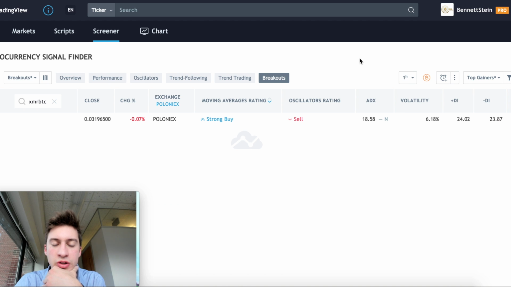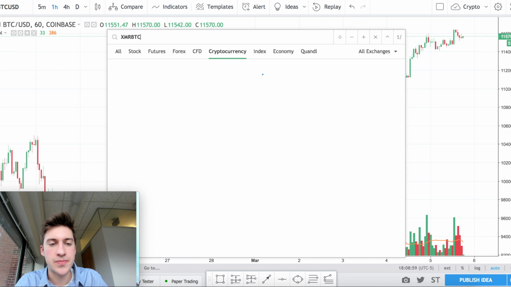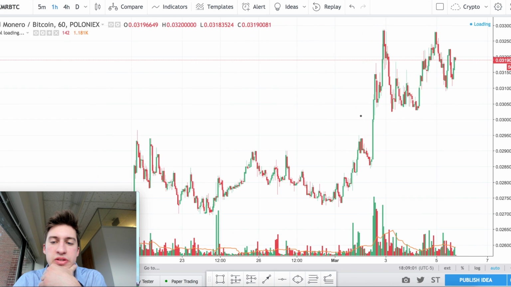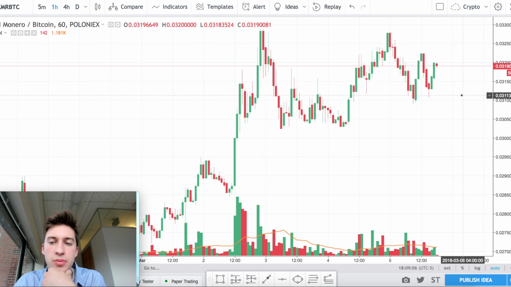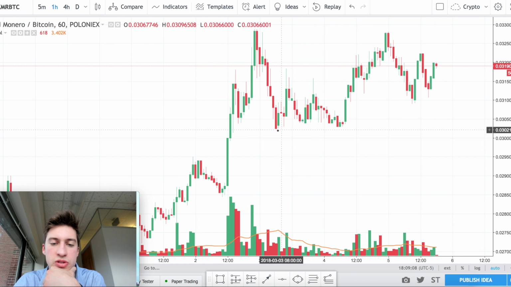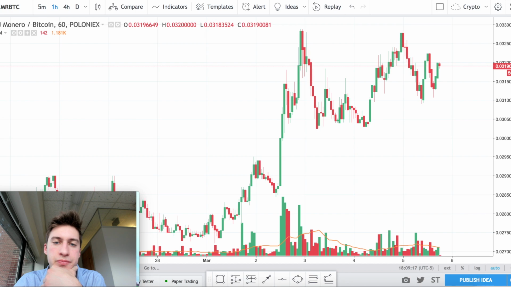Perfect. Awesome. The ADX here is 18.58. That is below 25, meaning that the coin is probably consolidating after a very strong move. That's just what I'm gathering from this information here. Let's actually look at XMR BTC. So XMR BTC, yep, we have a strong move, and then we have consolidation, just as the signal finder had pointed out. Resistance, resistance, support, support, minor support, minor support, minor resistance here, potential minor resistance that I see there.